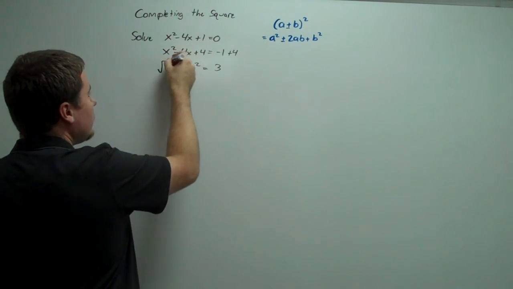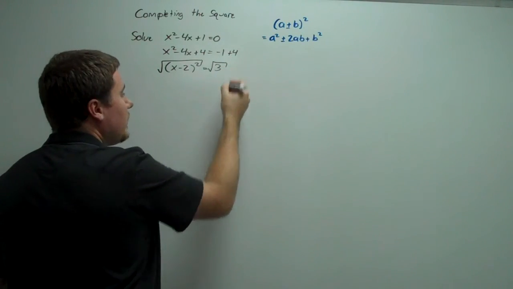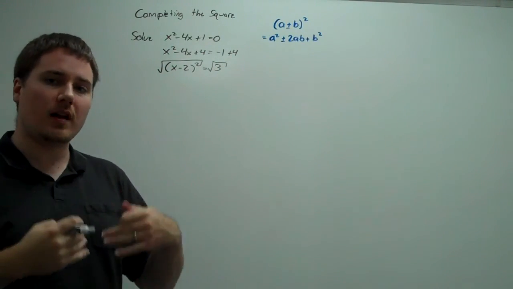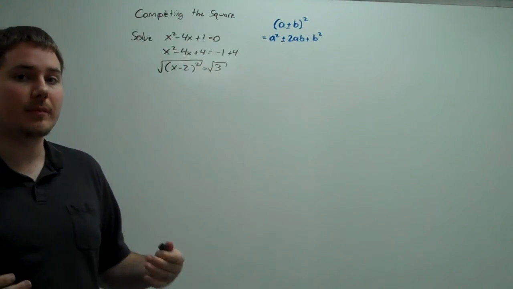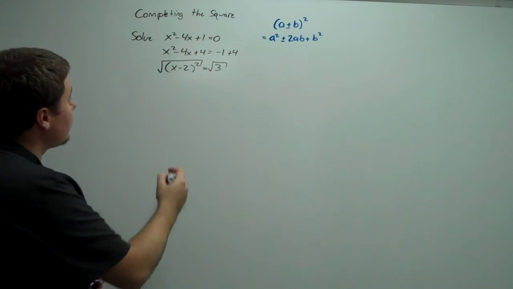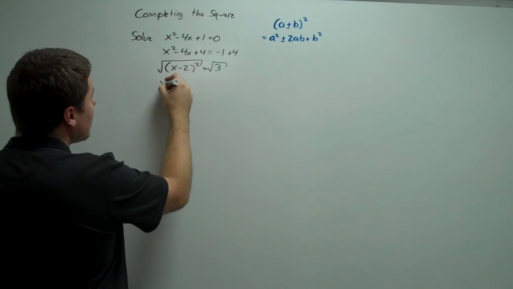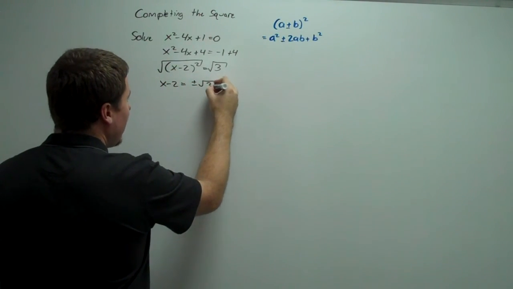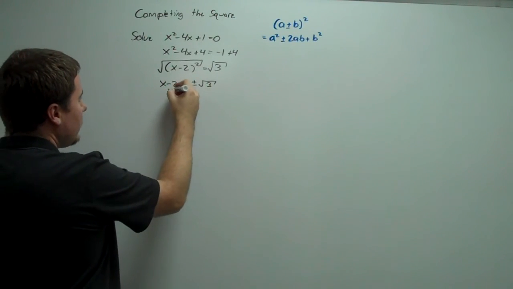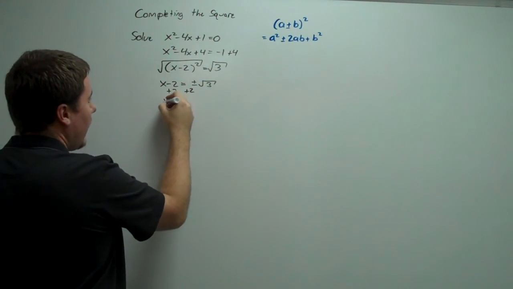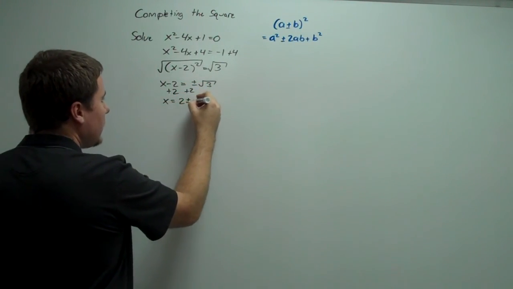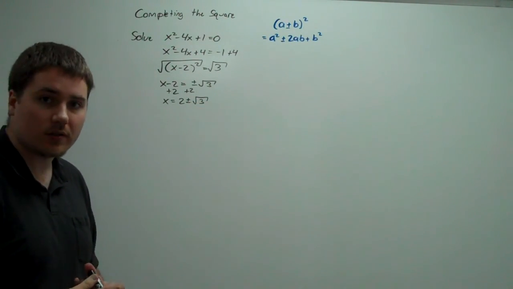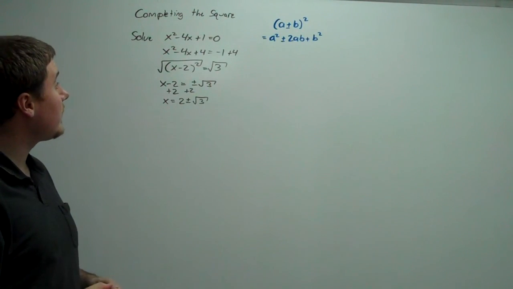Now I take a square root. Now be aware that when you take a square root, that is, you impose a square root where there was none before, you need to have a plus or minus because you're creating two answers. So we have x minus 2 is equal to plus or minus square root of 3. So we add 2 to both sides. x is equal to 2 plus or minus square root of 3. So those are the two solutions for my quadratic equation.